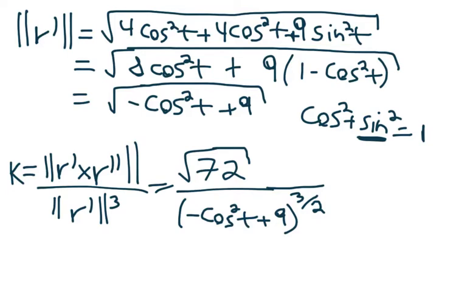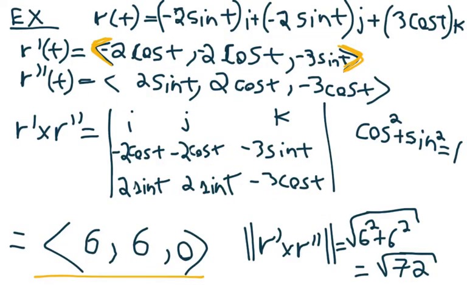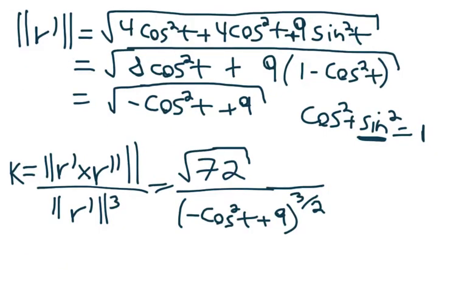Finally, the curvature is going to be the value we found over here, the square root of 72, divided by the value that we found over here, cubed. And that's your final answer. So I hope this helped you understand a bit better the beginning of applied advanced calculus.